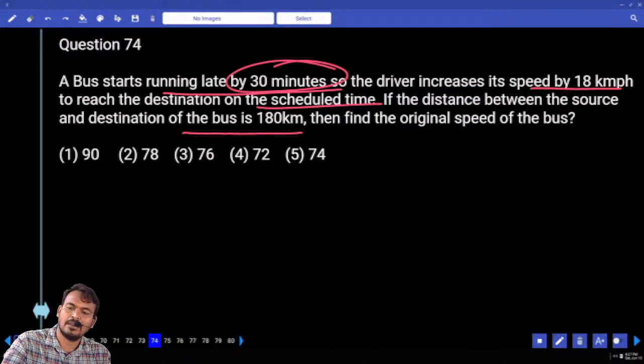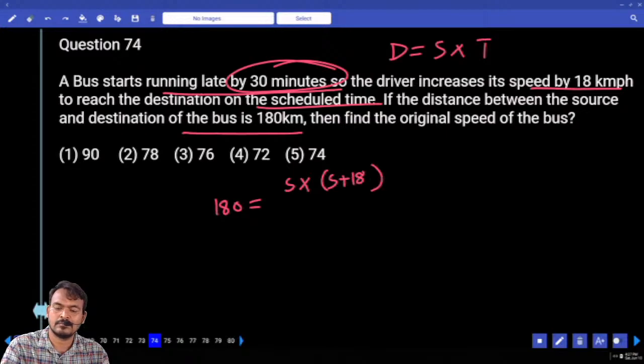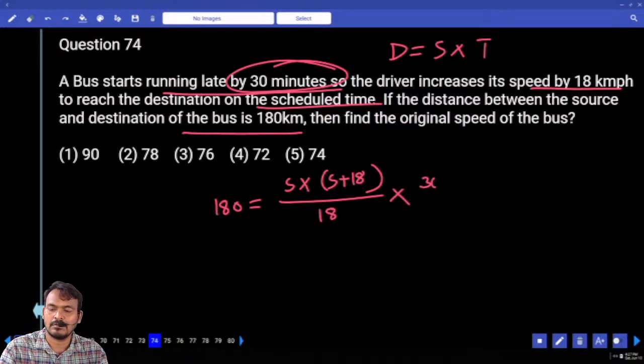Compared to original speed, 18 is more or less? More. Already we know distance equals speed multiplied by time. What is the distance value? 180. What is the speed? Original speed we consider S. What is the new speed? S plus 18. That is the product of the speeds. What is the difference of the speeds? 18 into, what is the time difference? 30 minutes. Then we write 30 by 60. 30 by 60, 30 how many times? 2 times.